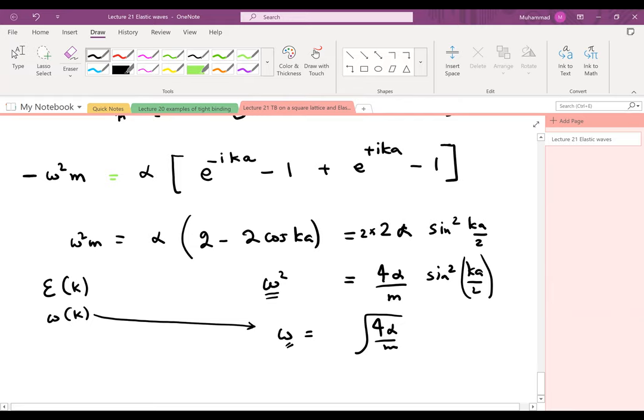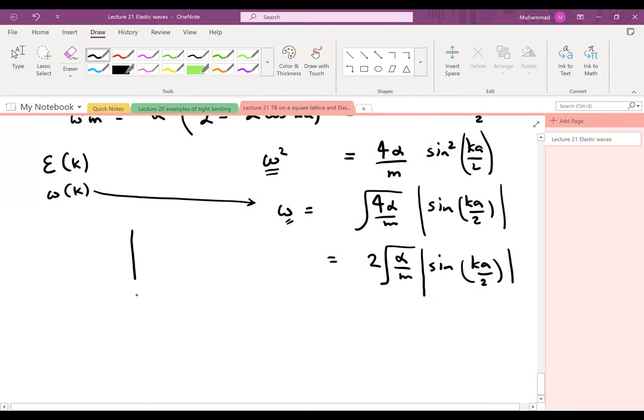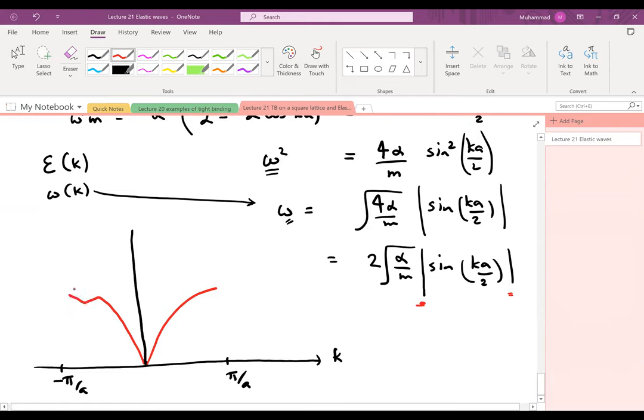Now I take the positive square root because I want my omegas to be positive. So sine ka over 2, modulus. So this gives me omega equals square root of 2 alpha over m times sine ka over 2. And if I were to plot this, this is my k, this is my first Brillouin zone between minus pi by a and pi by a. This is going to look like a sine curve since I have amplitude here. This can also be extended to the second Brillouin zone and so on. So this is what my dispersion relationship for the monoatomic lattice vibrations looks like.